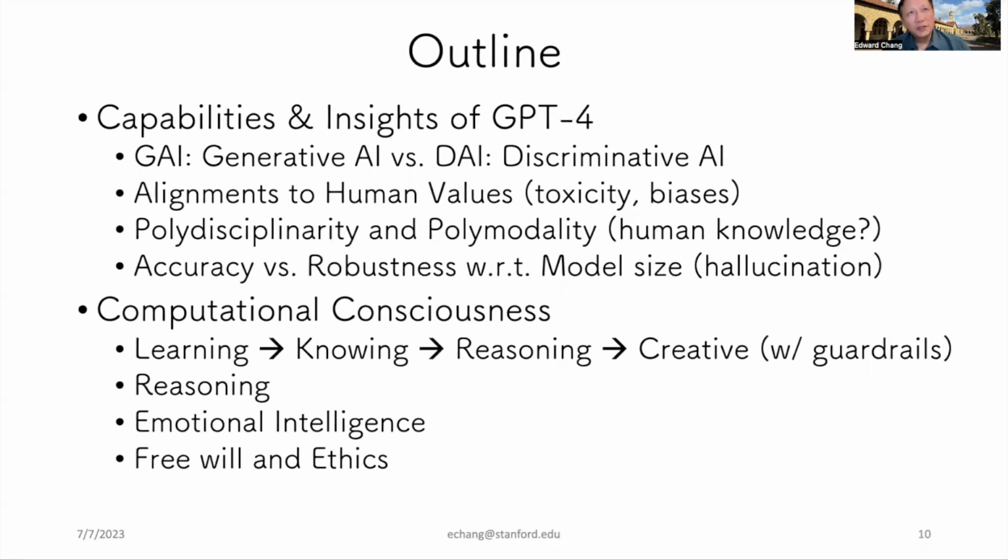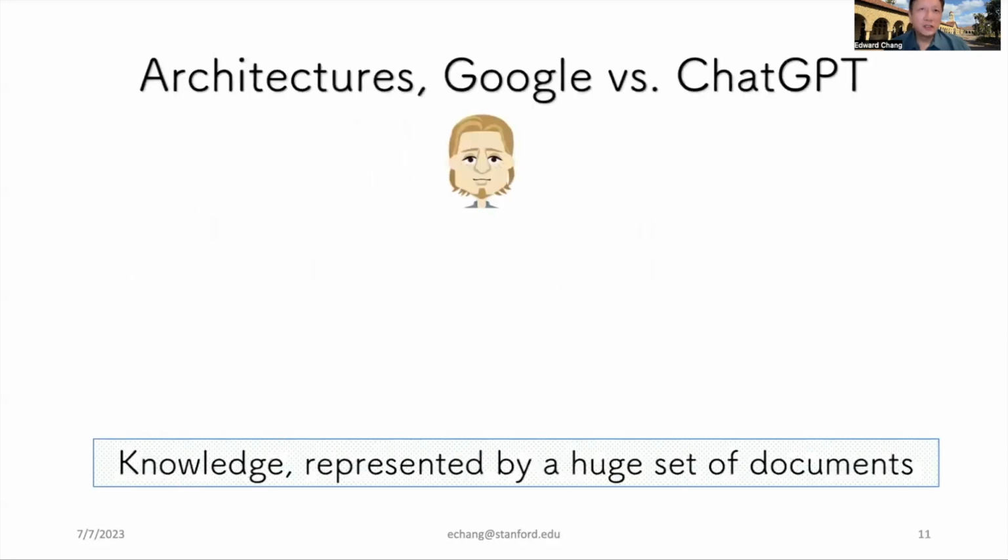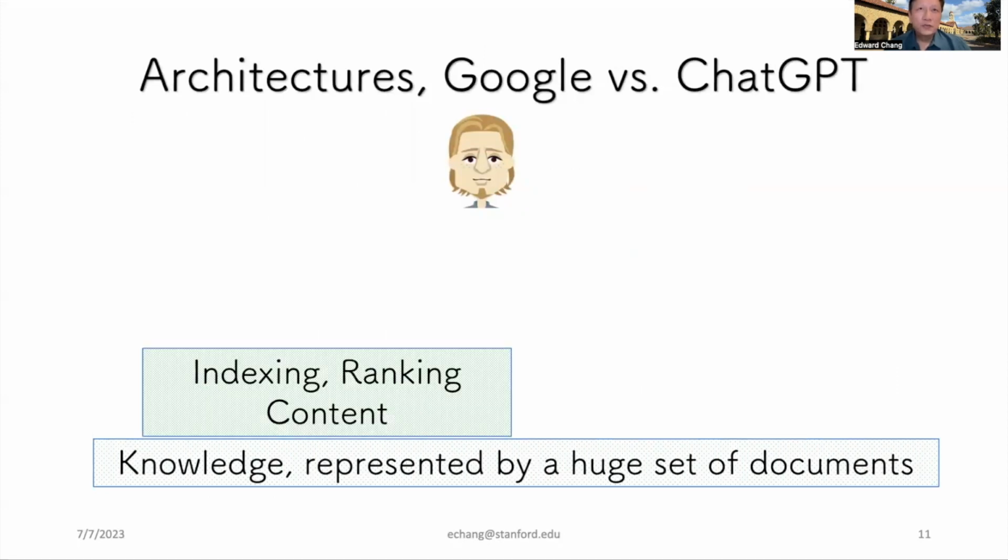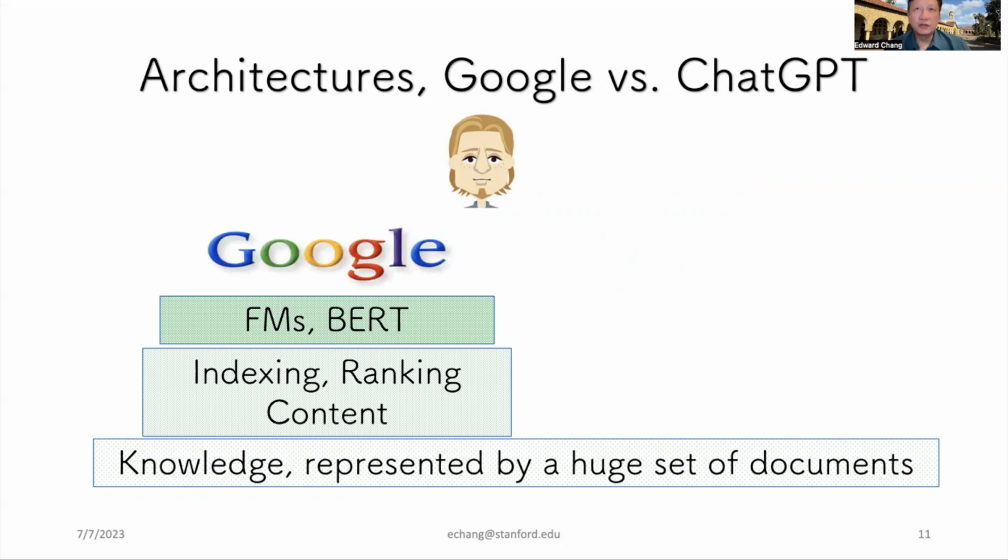So the first question is about generative AI and distributed AI. What are the differences between the two? We can take a look at the architecture of Google and the GPT launched last year. Both Google Search and ChatGPT have all the data in the world they want to access. In fact, I consider Google may have even more data. And Google then indexes those data and ranks the content. And Google for sure has its own foundation model. The early model is BERT. And then they put the Google interface on top.